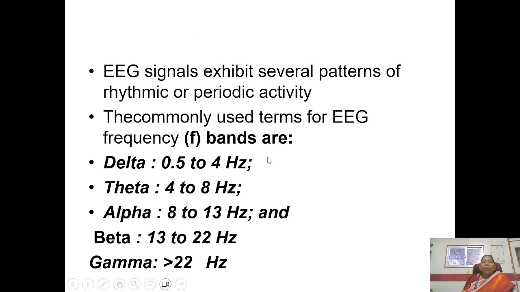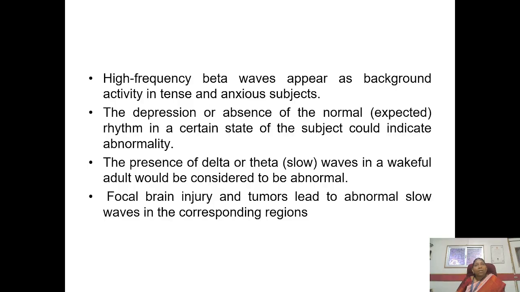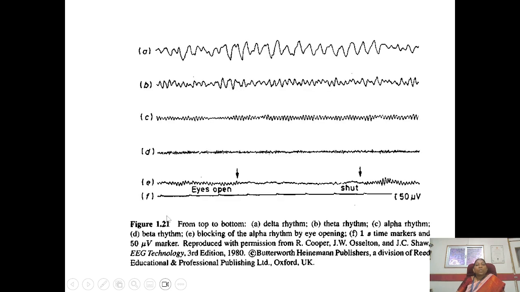And the common frequency bands of EEG are five. One is delta, 0.5 to 4 Hertz, theta 4 to 8 Hertz, alpha is 8 to 13 Hertz, beta is 13 to 22 Hertz, and gamma is greater than 22 Hertz. When you see alpha, it is like a resting state of the brain, theta is like a semi-sleep state, delta is a deep sleep state, beta is a relaxed state, gamma is an excited state. And when there is a focal brain injury or tumor, it leads to abnormal slow waves in the corresponding region.